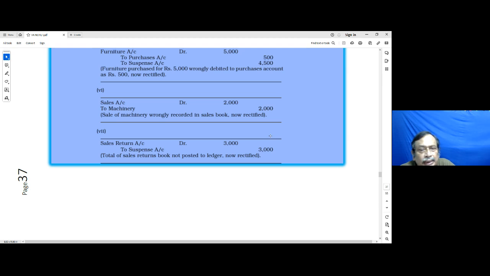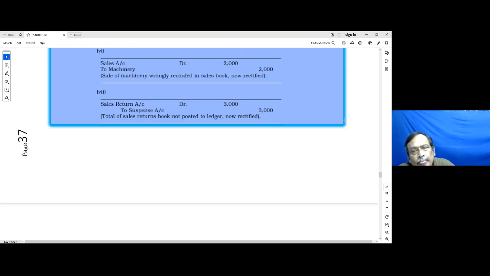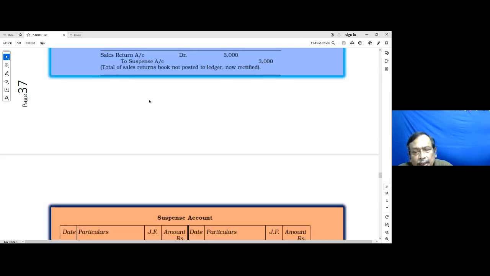That is sale of machinery wrongly recorded in sales book, now rectified. Then sales return book. Remember, sales have a credit balance, sales return has a debit balance, and the sales returns book total was not posted to the ledger, that is the sales return account. So sales return account will be debited by 3000 and suspense account will be credited by 3000. Total of sales return book not posted to the ledger, now rectified.